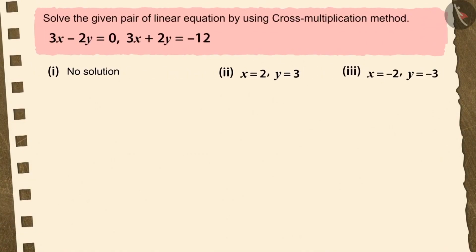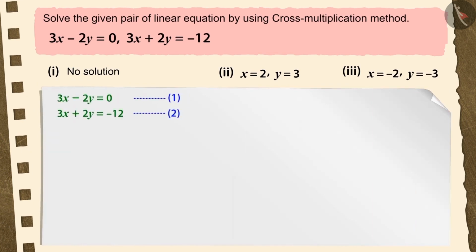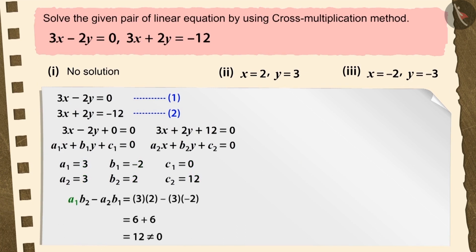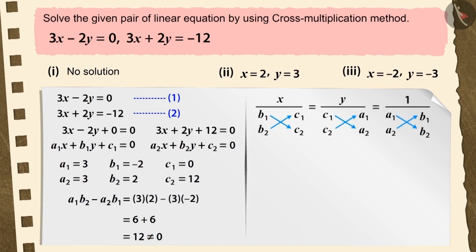Solve the given pair of linear equations by using the cross multiplication method. Pause the video and solve the question. The given equation will initially be written in the general form of linear equations. Let's find out all the values of the coefficients and constants, and let's test the condition a1b2 minus a2b1 not equal to 0.